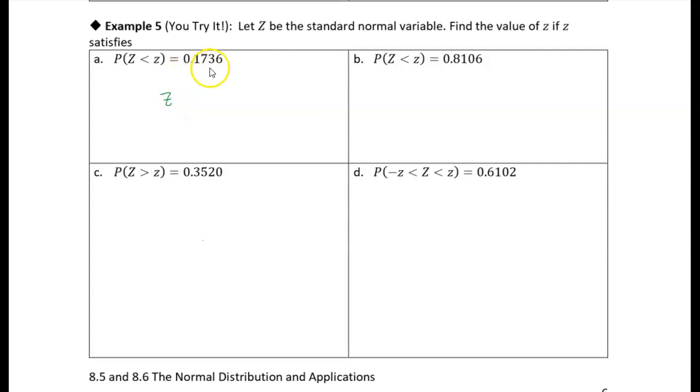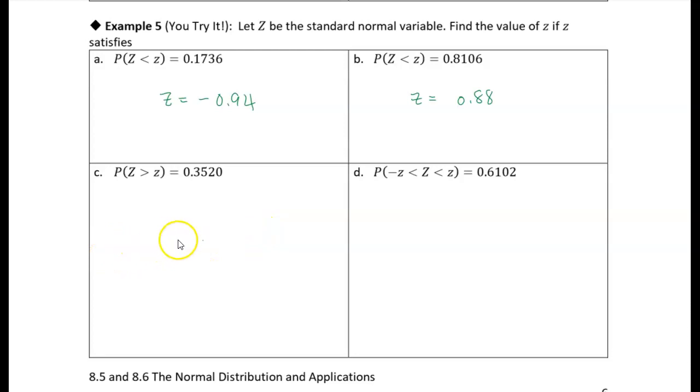I'm just going to look through the table till I find 0.1736 and then find the corresponding z score. So here I got a negative 0.94. I did the same thing here and I got a 0.88 when I looked that up. Okay. These are the two that are a little more tricky, all right?